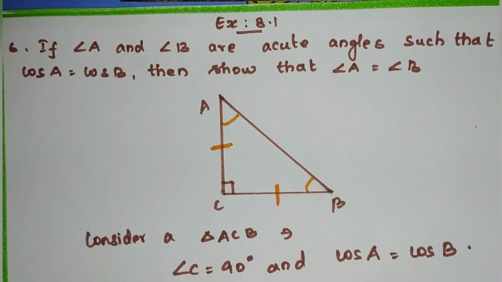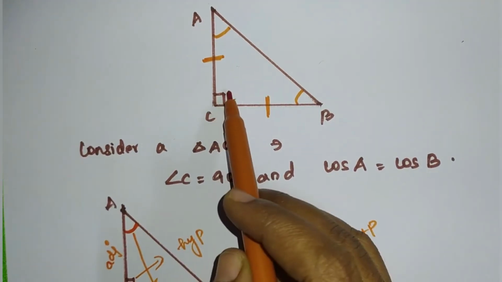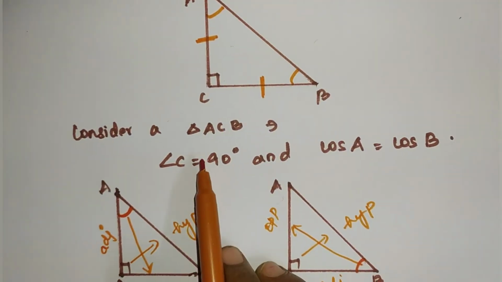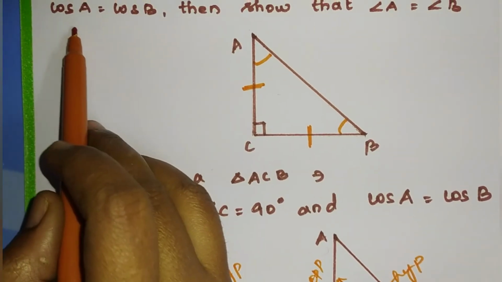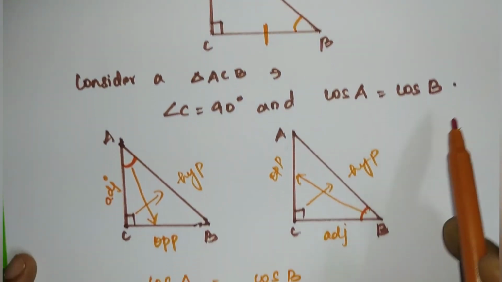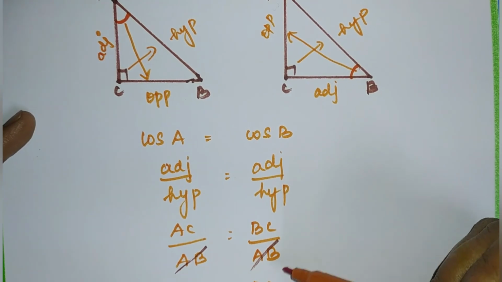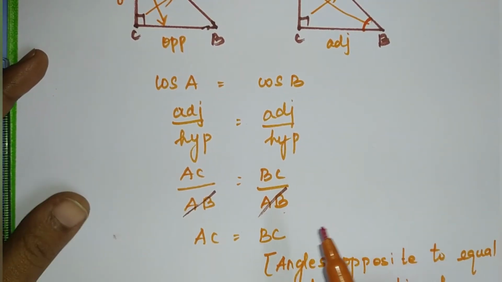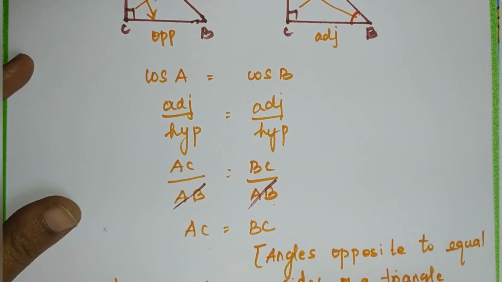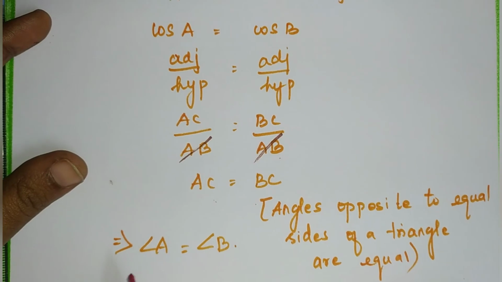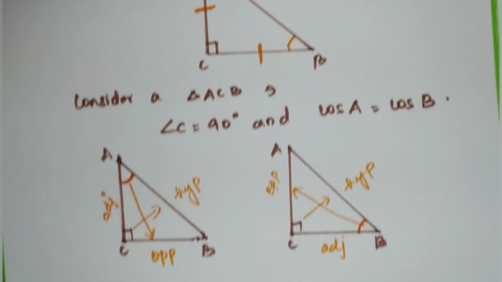Okay, so here they mentioned that angle A and angle B are acute angles, then angle C must be 90 degrees. They have given in the question that cos A is equal to cos B. Finding the trigonometric ratios, AC divided by AB and BC divided by AB, we can cancel AB and the remaining is AC is equal to BC. Angles opposite to the equal sides of the triangle are equal. So we can conclude that angle A is equal to angle B. Thank you.